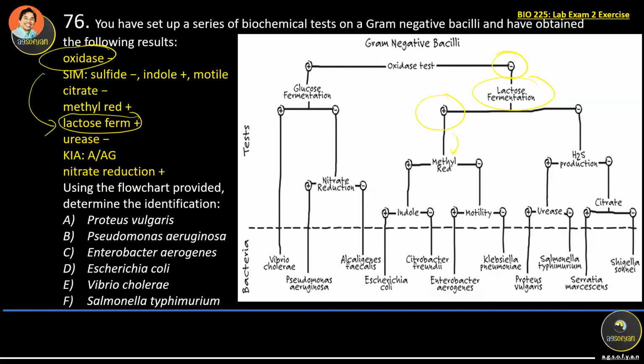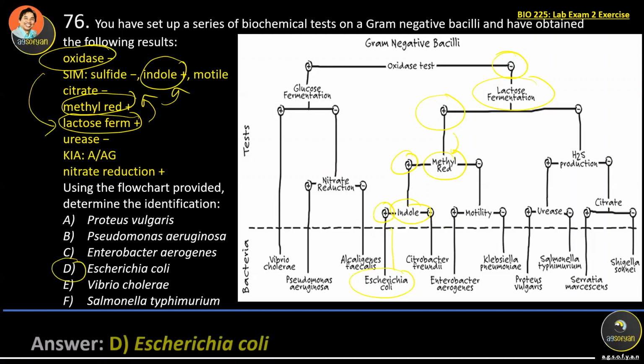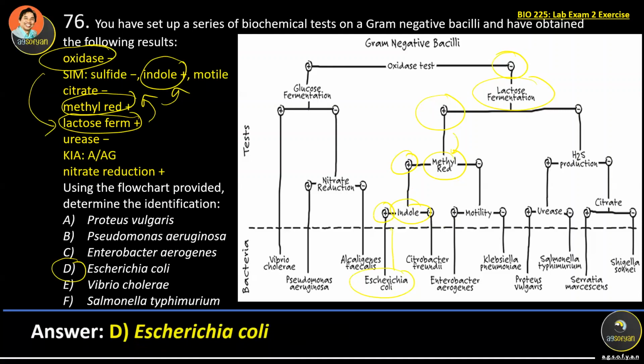And then what is after positive? Methyl red. Look at the methyl red. Oh, methyl red is also positive. Then go to positive. And what is after the methyl red positive? The indole. What is indole? As I see over here, it says indole positive. Then you will find the answer over here, which is E. coli. So D for this unknown bacteria.